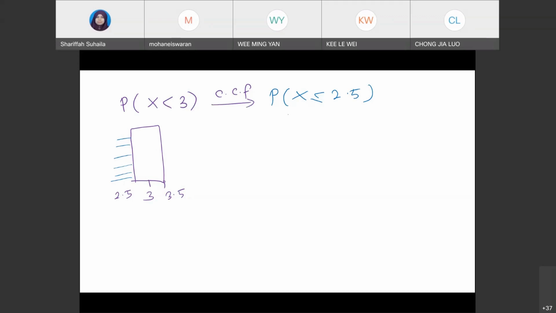So let's say now you want to find x less than or equals to 3. Okay, less than or equals to 3, so over here, you correct to probability, again this one, x less than 3.5.